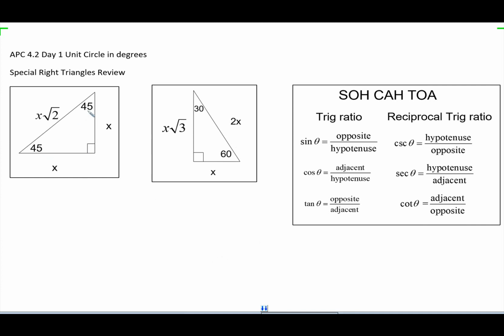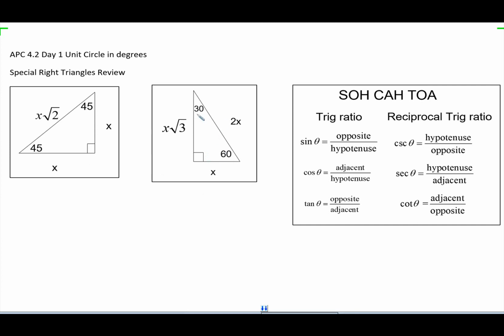First of all, the 45-45-90 right triangles. Remember the legs are equal, right? So whatever one leg is, the other leg is the same. If you know the leg and you want to find the hypotenuse, you just multiply by radical 2. Now let's say you know the hypotenuse and you want to find the leg, you just divide by radical 2.